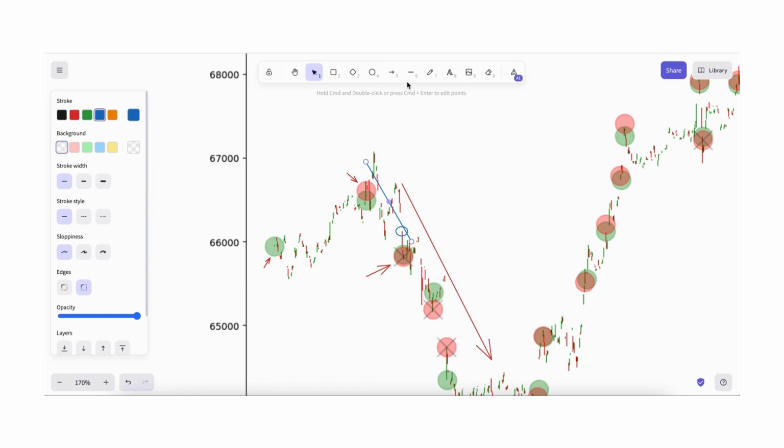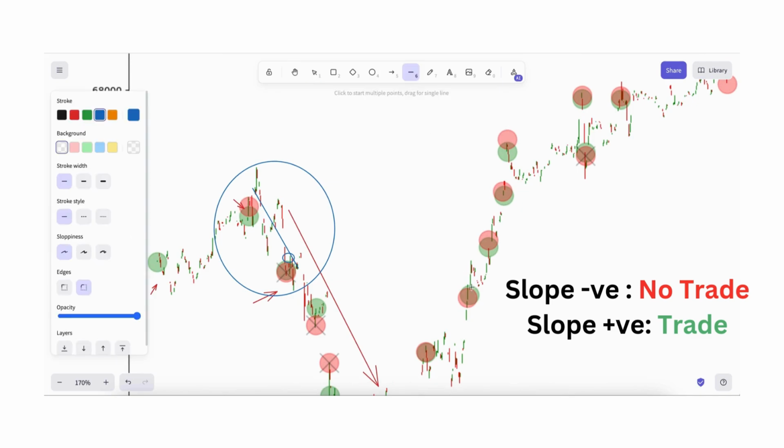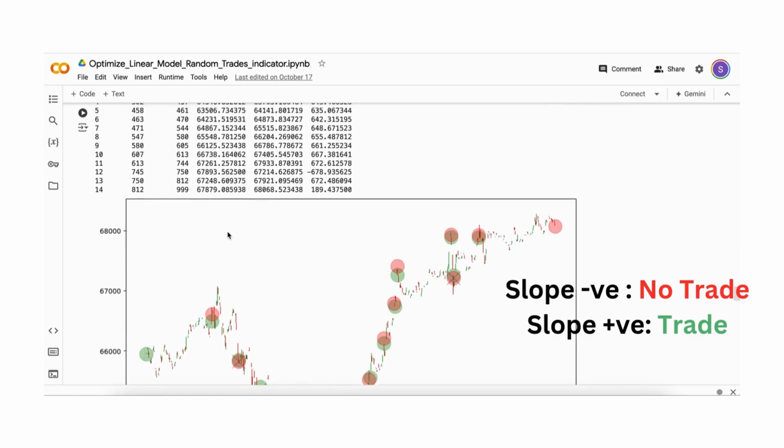So we can clearly make an algorithm which says that when the slope is negative, such as a case like here, we won't take any trades. And then there are cases such as here, for example, where if I draw a linear line, this will be clearly positive. And we can say that when the slope is positive, or when the slope crosses a threshold, we are going to take a trade. And this is the rule that we are going to follow in our algorithm. We are going to code up the algorithm, and the download link to the notebook is in the description below.